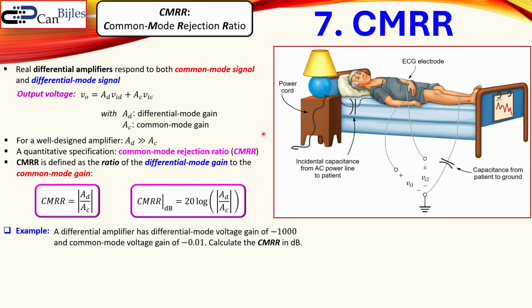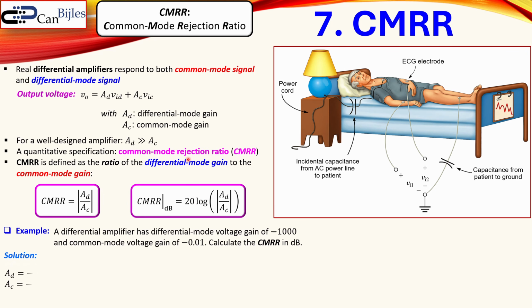So for example, we have a differential amplifier. Let's say it has a differential mode voltage gain of minus 1000. It happens to be also that our common mode voltage gain is minus 0.01, so 1 over 100, each of course negative here. Then we would like to calculate the CMRR, the common mode rejection ratio, in dBs. Now we can use this formula, do 20 log of that, and we get our result.